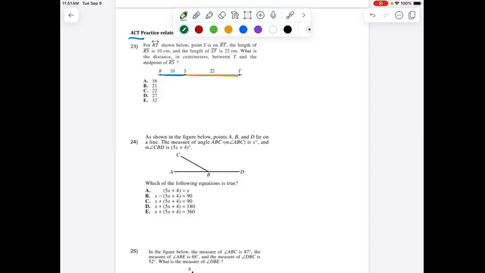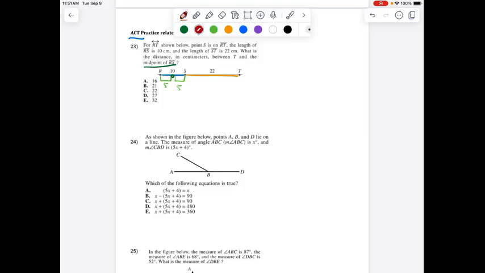So first, the midpoint of RS, that means right in the middle here. If that distance is 10, it means that the midpoint has to be 5 units from each direction, because it has to be directly in the middle, so that 10 has to be split into 5 and 5.